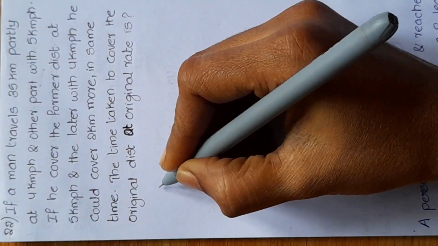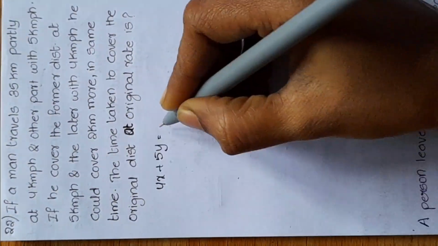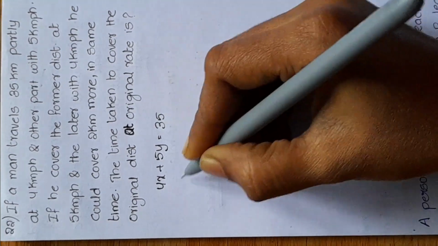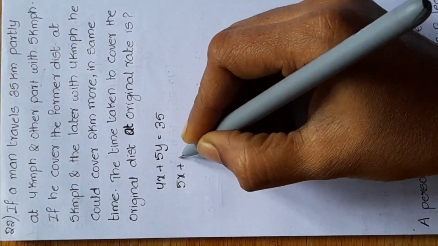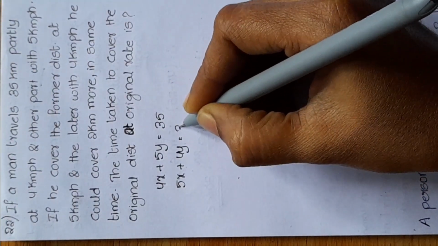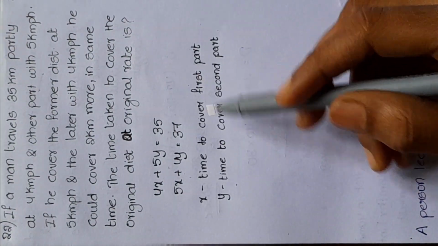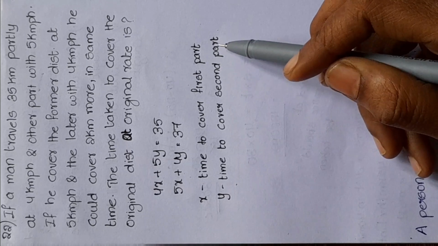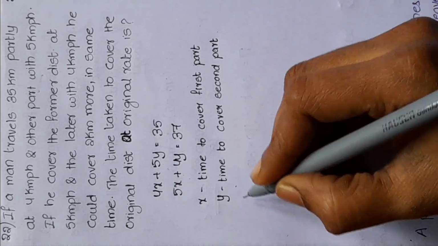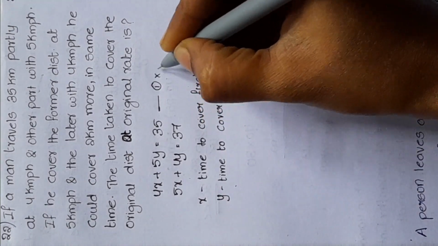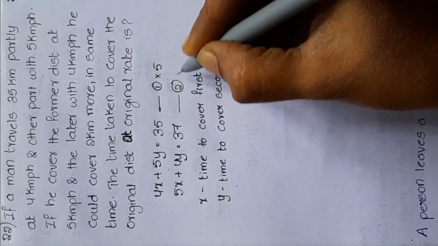From the information given in the question, we get two equations, that is 4x plus 5y is equal to 35 and 5x plus 4y is equal to 37. X is the time to cover the first part of the distance and y is the time to cover the second part of the distance. So solving this, the first equation should be multiplied by 5 and the second equation should be multiplied by 4.